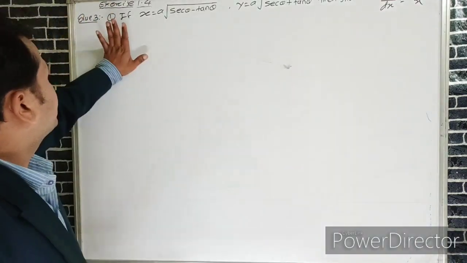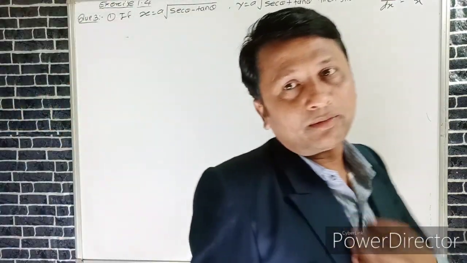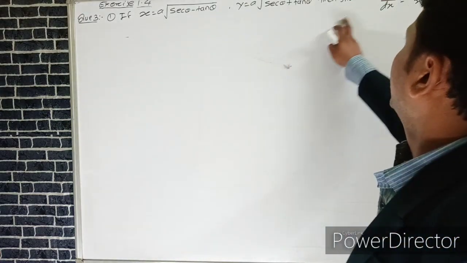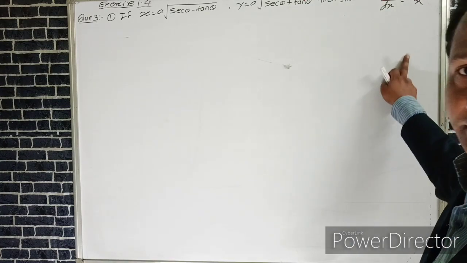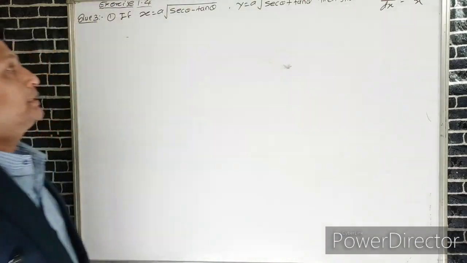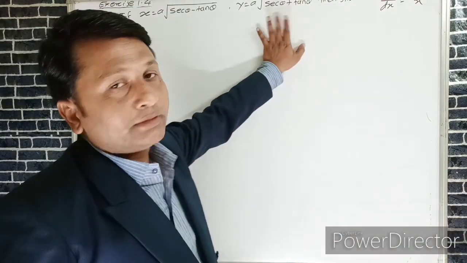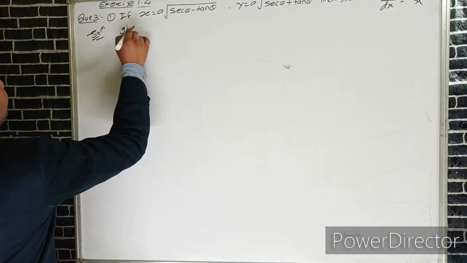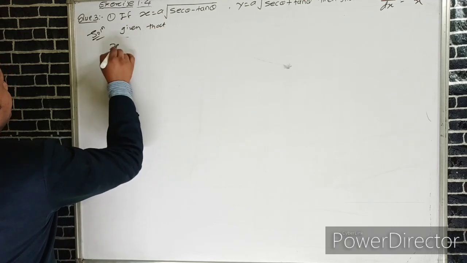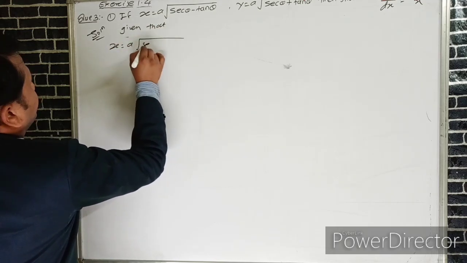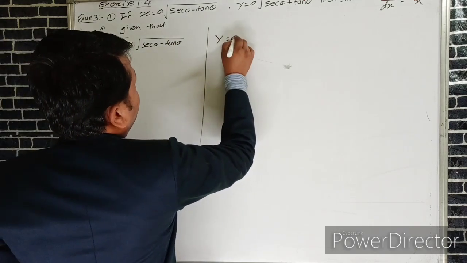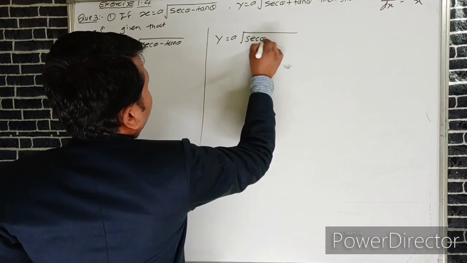Here it is clear that the function is in parametric form, and using these two functions we have to show that dy by dx is equal to minus y by x. The given function is x equals a under root of sec theta minus tan theta, and y equals a under root of sec theta plus tan theta.